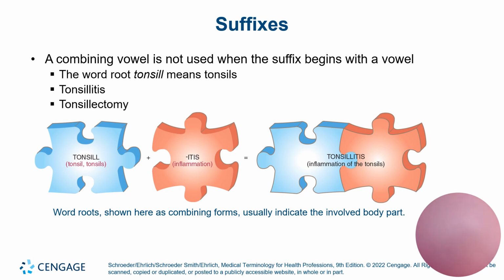And then some suffixes are going to identify the procedure that is performed on the body part indicated by that word root. For example, we have centesis. This is a surgical puncture that is done to remove fluid for diagnostic purposes, such as a thoracentesis, where we remove that fluid from the chest, or paracentesis, where we remove it from the abdomen.